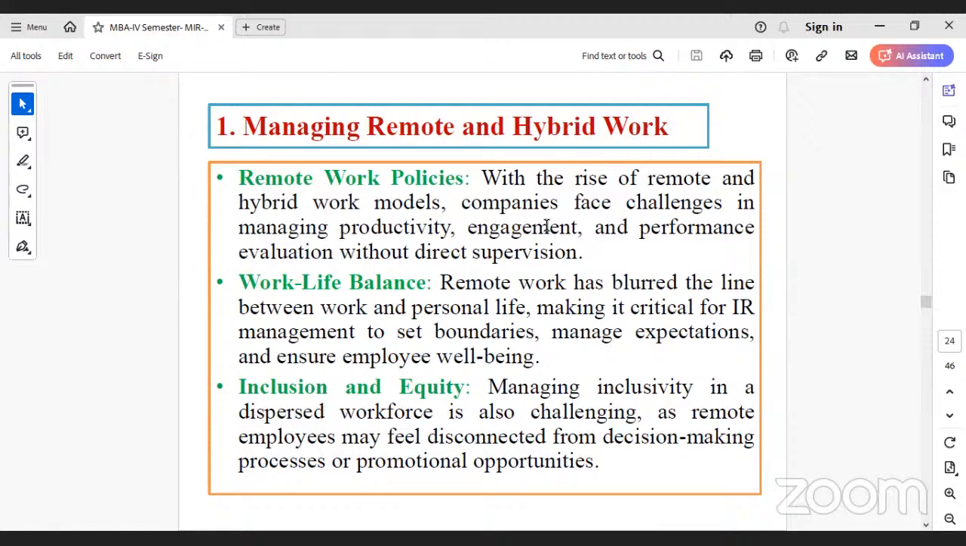So if you are dispersed, remote employees will not get connected and will not get to participate at this higher level. So we have to be inclusive, we have to involve all the employees, those who are working in different places and different work cultures.